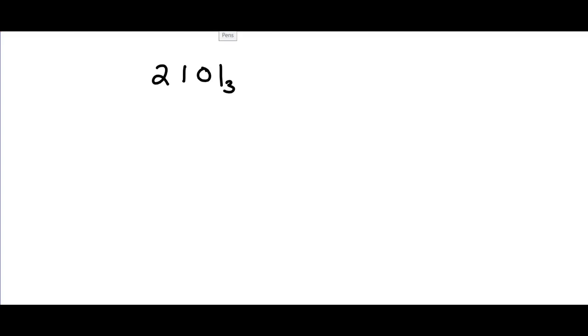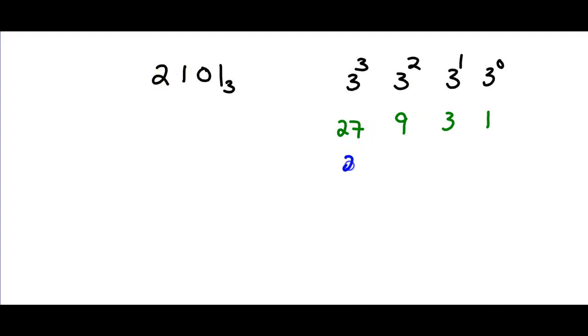All right, if you've done that, you should have done something like 3 to the 0, 3 to the first. We've got 4 columns here, 3 squared and 3 cubed. And we know that 3 to the 0 is 1, 3 to the first is 3, 3 squared is 9, 3 cubed is 27. And I've got 2 of the 27s, 1 of the 9s, 0 of the 3s, and 1 of the 1s. So I'm saying 27 times 2, 9 times 1, 3 times 0, and 1 times 1.